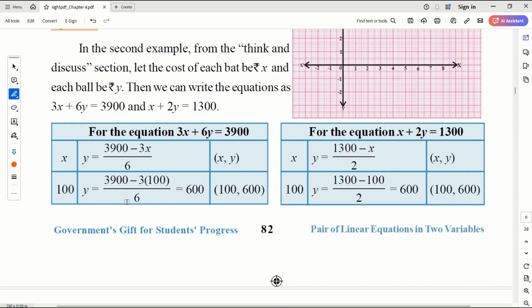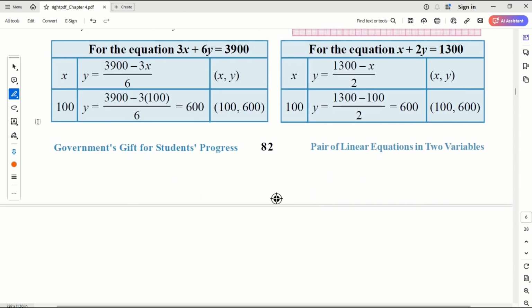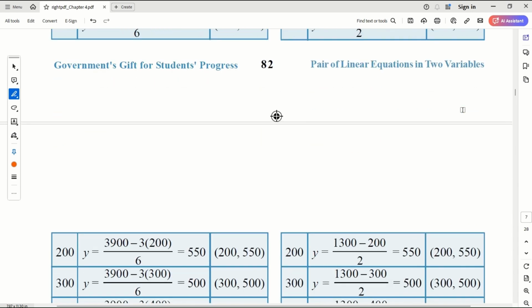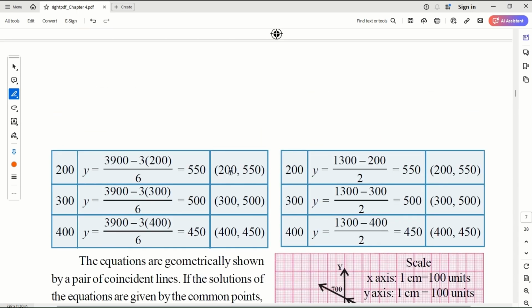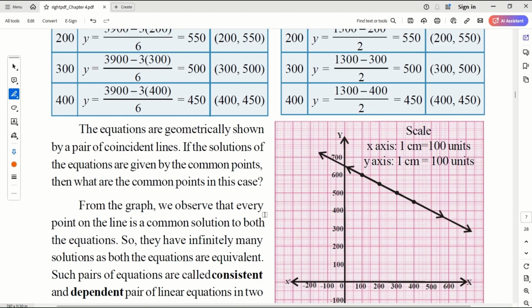If you draw the same way, get the points. For x equal to 100, y is 600, so 100 comma 600 is 1 point. The same thing here, 100 comma 600 is 1 point. The second point is 200 comma 550, and the same thing here. So if you see, all the points are coming the same. When you draw it, you will realize that these two lines are coincident.